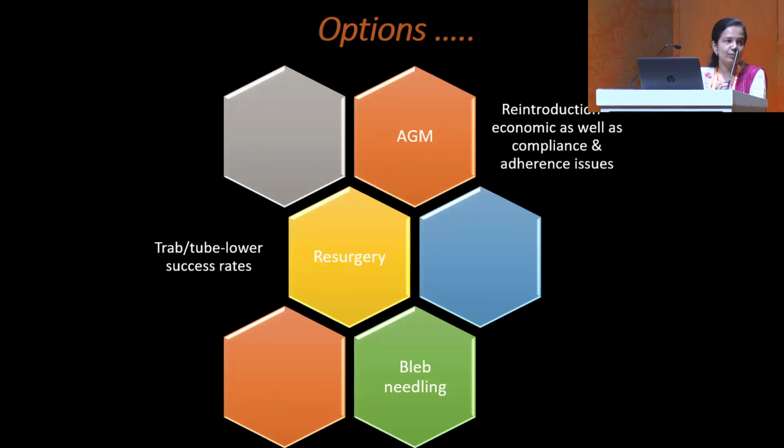And the rising intraocular pressure associated with failing blebs continues to be an issue long after the glaucoma surgery has been performed. So what are the options we have at this stage? Either introduce AGM or go for a resurgery, that is a trab or tube, which again has lower success rates, or go for a bleb needling.